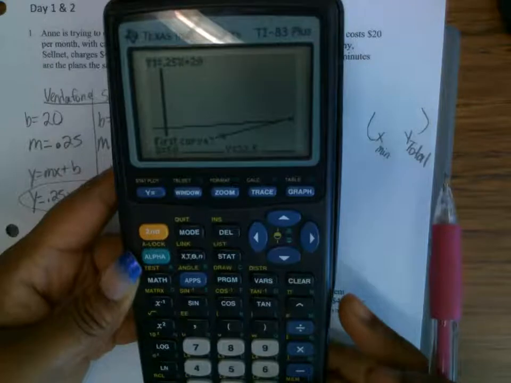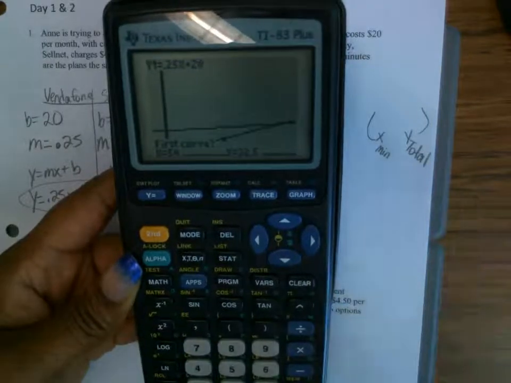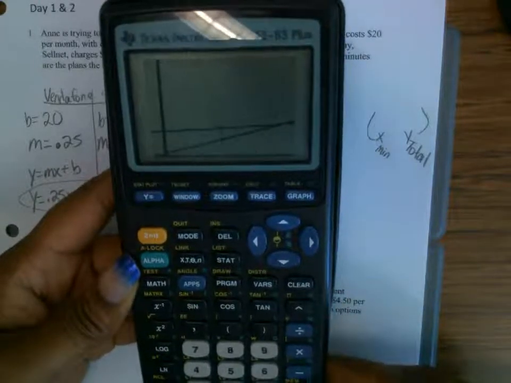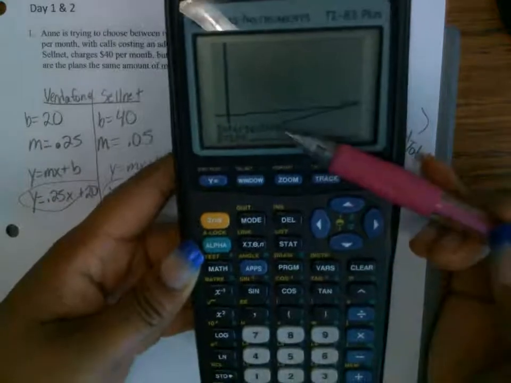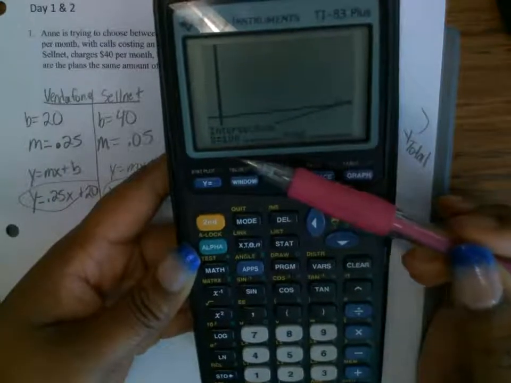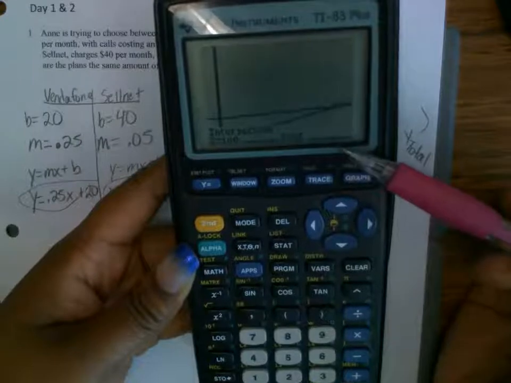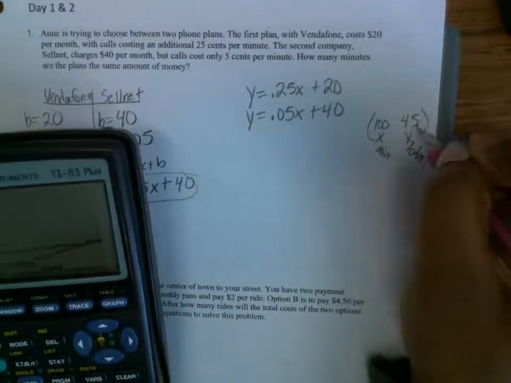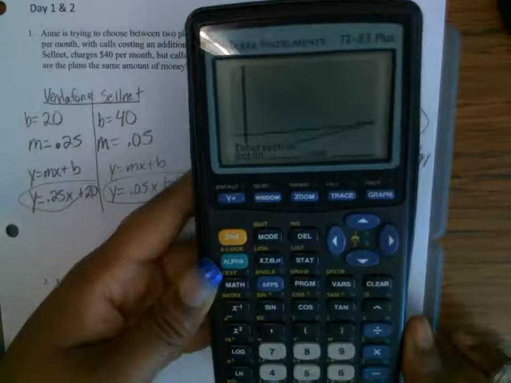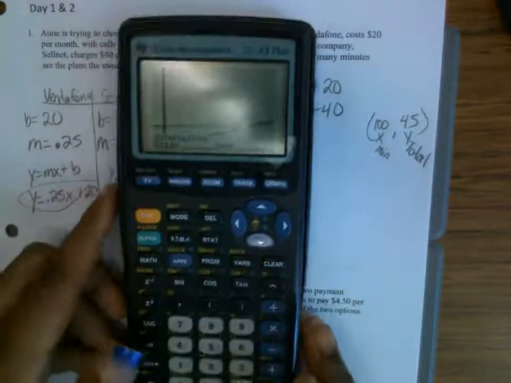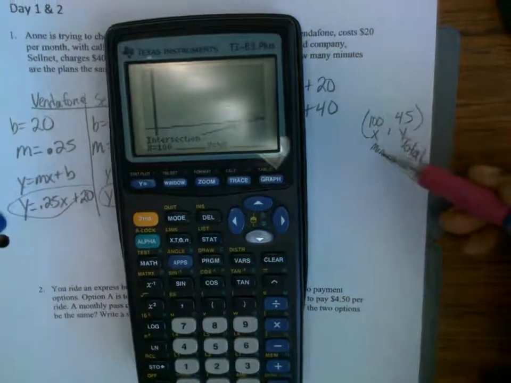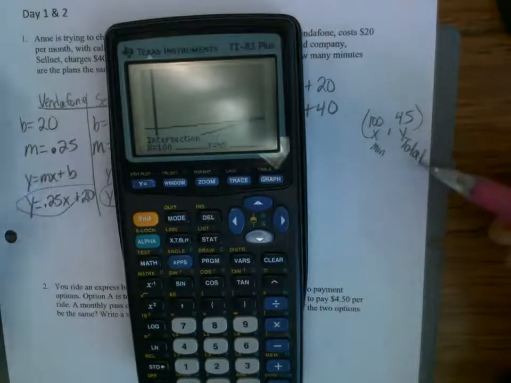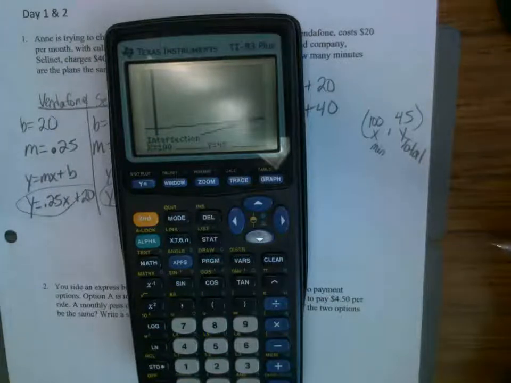Press enter. Okay. And now you're going to press enter 3 times and it's going to give you the point where it intersects. That's 1, 2, 3. So you see here, it says intersection. Your X is 100 and your Y is 45. So that's the answer there. So in 100 minutes for both companies, no matter which company it is, you're going to pay $45.